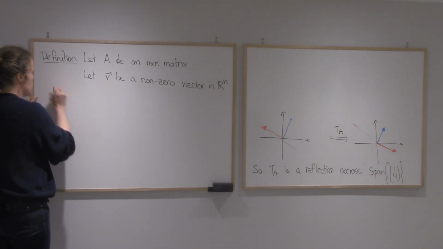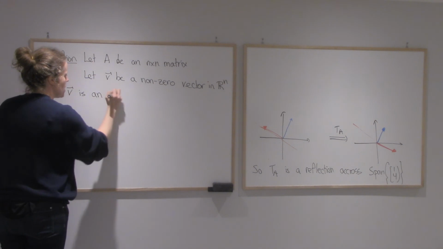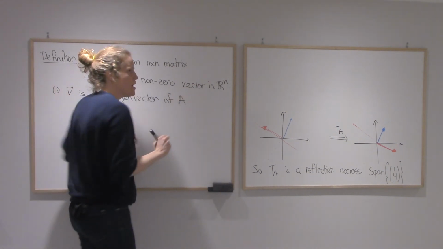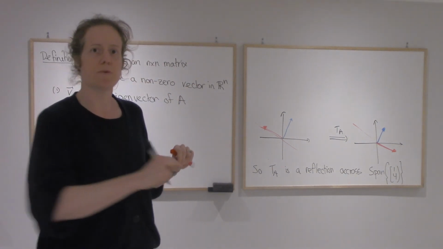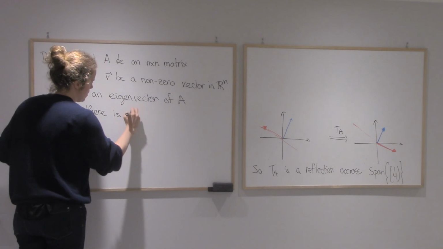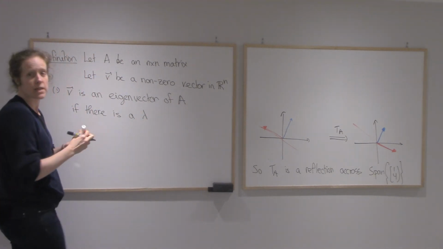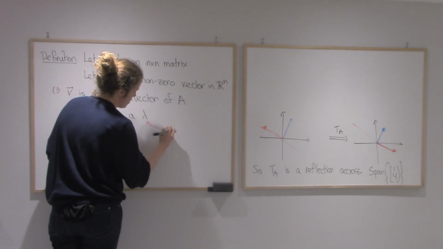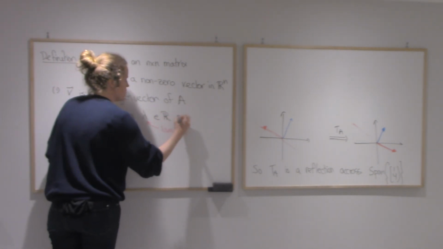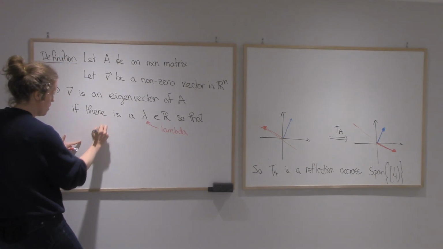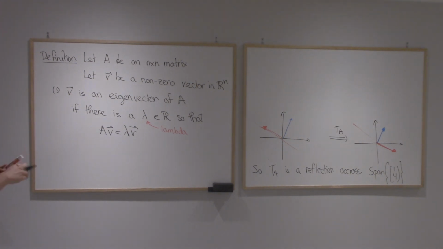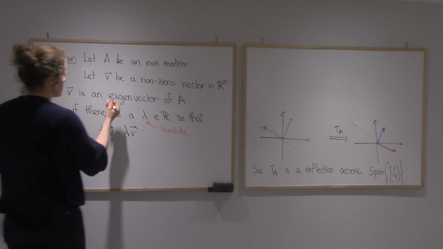So v is an eigenvector of A if it's sent to a multiple of itself by A. So if there is a lambda, lambda is the Greek letter for L, in R, so that Av is lambda v. Alright, so A times v is just a multiple of v, it's on the same line.